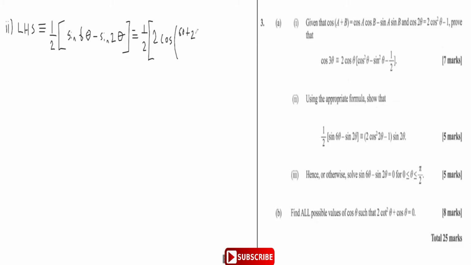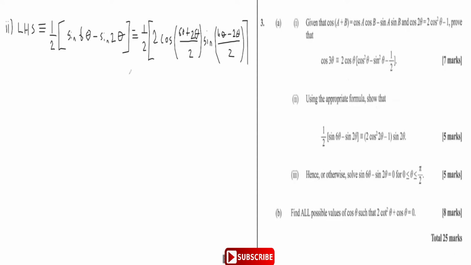over 2, twice the cos of half the sum times the sine of half the difference. That's how you find the difference of 2 sines. Twice the cos of half the sum times the sine of half the difference. Half the difference is 6 theta minus 2 theta over 2. Nice.